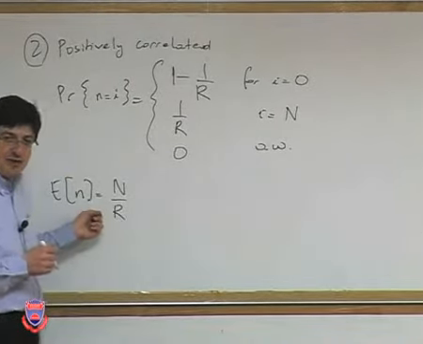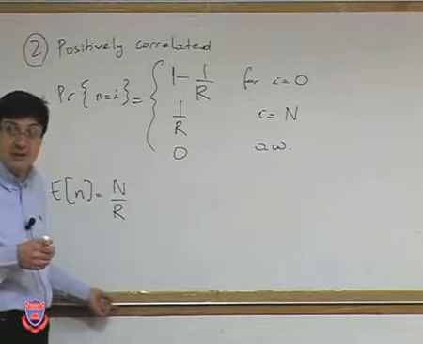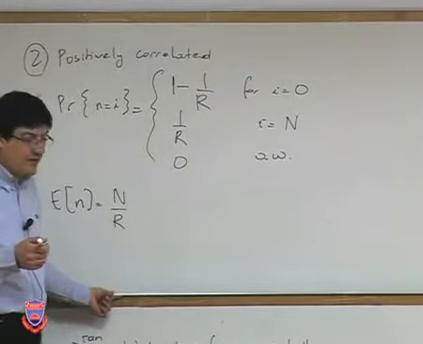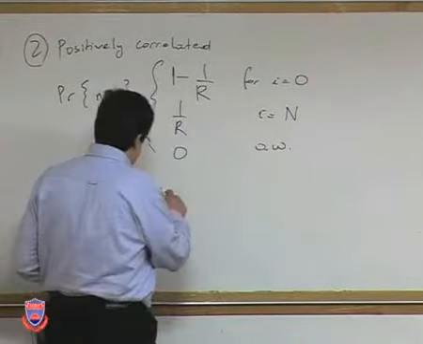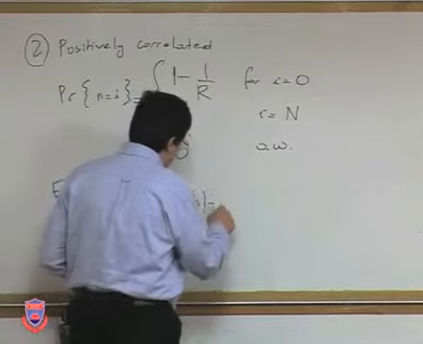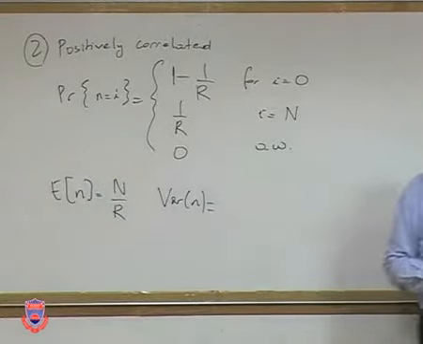In other words, note that none of these schemes are going to change the expected value of n, which is very reasonable. However, the variance of n is going to change. Now, what will be the variance in this case? How are we going to compute the variance?